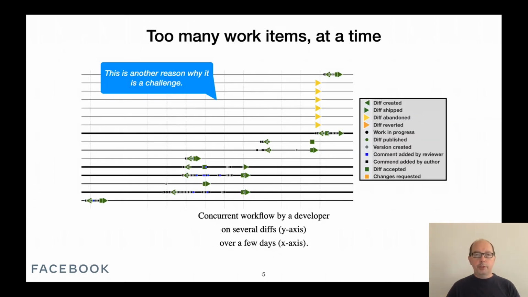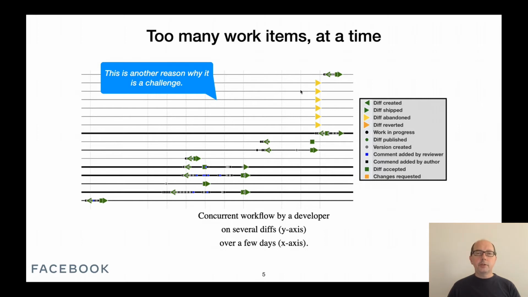So here's another reason why work item prediction is challenging. This is the timeline of some developer. This is a small number of days. And vertically, we have the different diffs, that is system changes the person is working on. And so, for example, here we start a diff, like it's published, it's put up for review, or here we close a diff, like it's landed, it goes into production, or here we abandon diffs, and there's review events, and there's new version events.